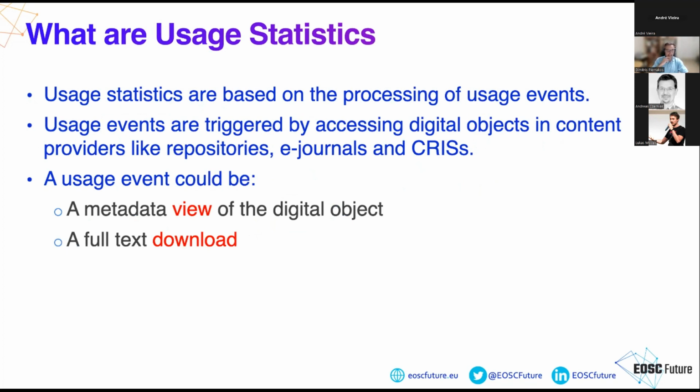Digital objects, like Andrea said, are articles, datasets, theses, books, etc. And once triggered, the usage event could be a metadata view of the digital object, for example a visit on the metadata page of an article, or a full text download.